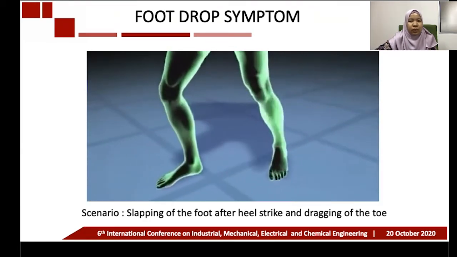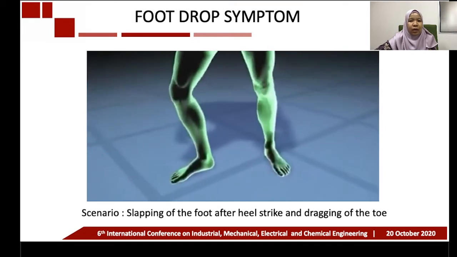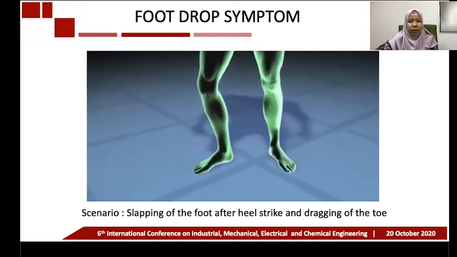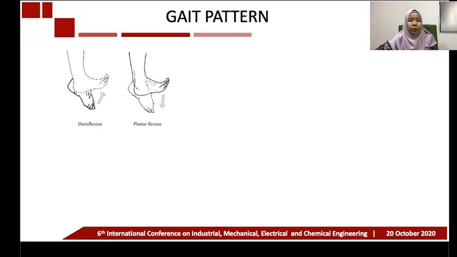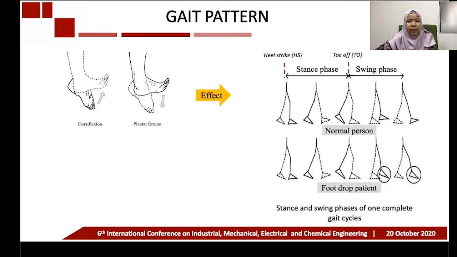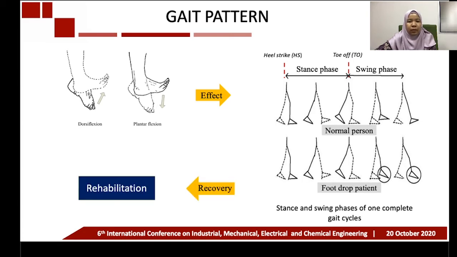In other words, they suffer from uncontrolled plantar flexion and dysfunctional dorsiflexion. As a foot drop patient can't control the ankle movement, it will affect the gait pattern. We can see the difference between a normal person and a foot drop patient, especially during swing phase. In order to recover the swing phase of foot drop patients, this could be done through rehabilitation.